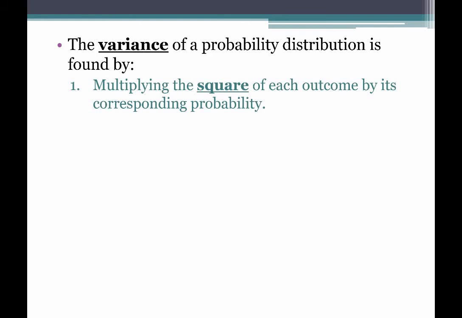All right, so we're going to multiply the square of each outcome by its corresponding probability. And yes, I would underline or put a box around, I would do something in my notes to really emphasize that square word. Multiply the square of each outcome by its corresponding probability.